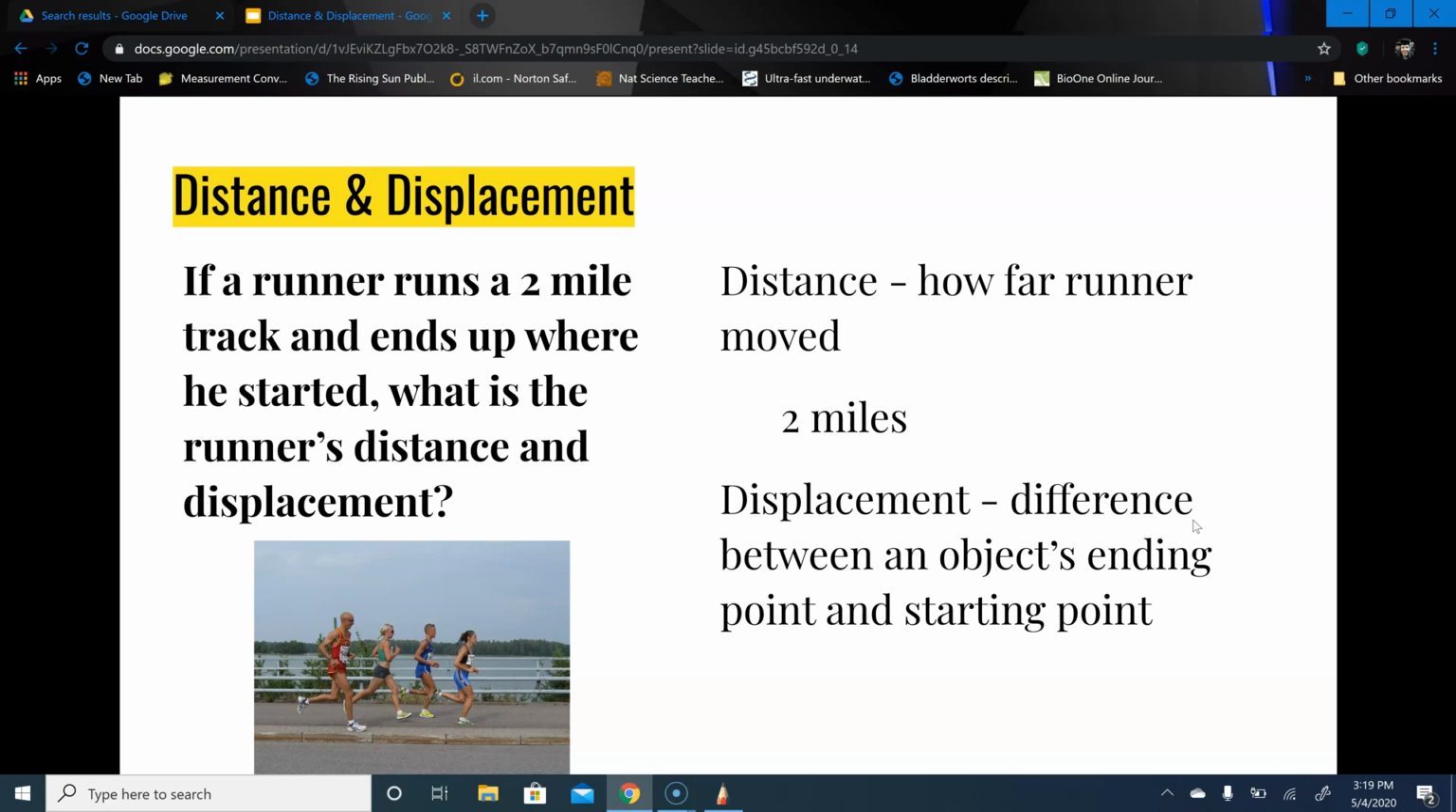So did the runner have any displacement? No. His displacement was nothing. He started and ended at the exact same spot.